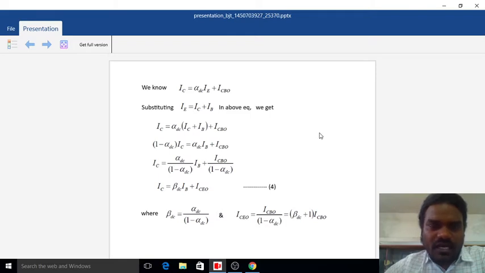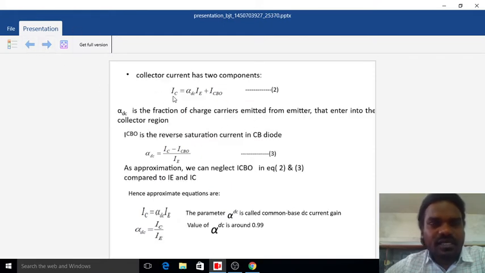So in the last class we have studied the collector current equation. The collector current equation, we have that IC is equals to alpha DC IE plus ICBO. This ICBO is nothing but a reverse saturation current when the collector base junction is in reverse bias. In the reverse bias, we know that the PN junction diode conducts a very small amount of current. That current is named as reverse saturation current. Here, the collector base junction is in reverse bias, so that current is called reverse saturation current, and it is denoted with ICBO.